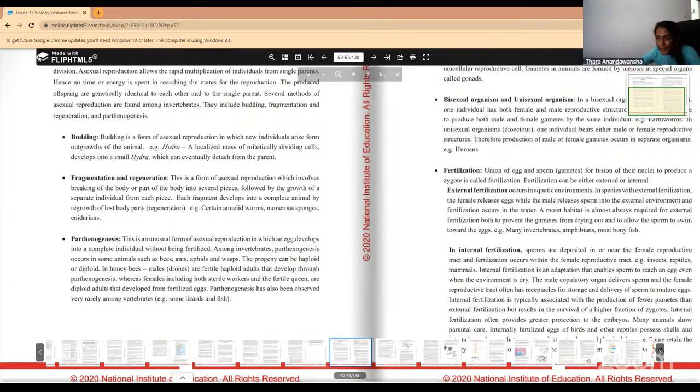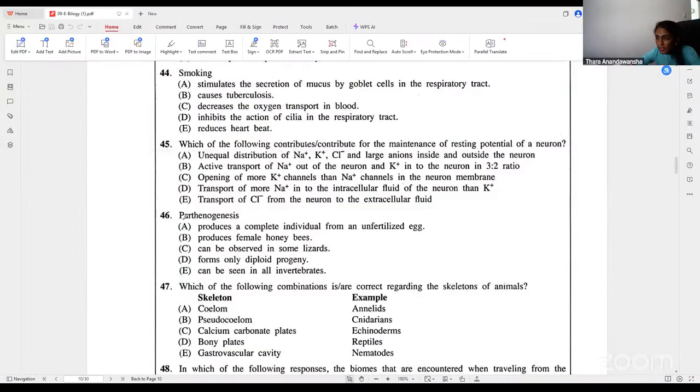Forms only diploid progeny. Diploid or haploid. So D is wrong here. Can be seen in all invertebrates. Alright, so here is the answer. Answer 5 is coming. First one is correct, second one wrong, third one correct, fourth one wrong, fifth one is also wrong. No, not only from diploid. Okay. Right. So 47.